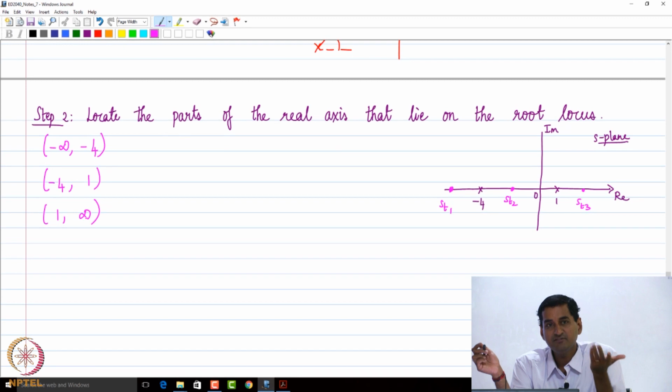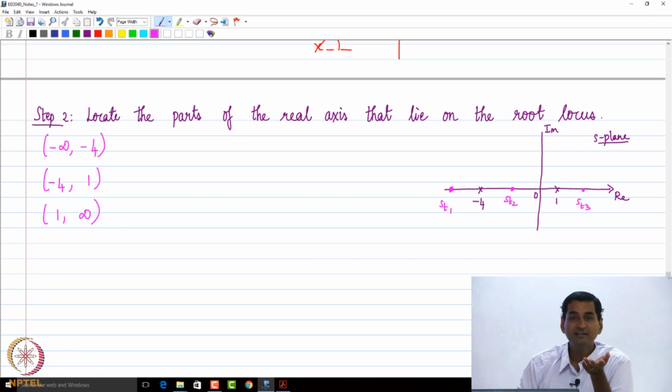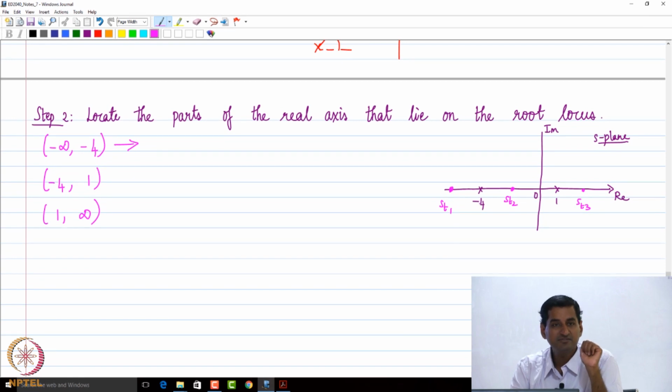Now, the question is which of these points lie on the root locus. Once again you need to apply the angle condition. If I take test point ST1, which is in the region minus infinity to minus 4, do you think the angle condition is satisfied? No, right. Theta 1 is 180, theta 2 is 180 degrees. So, it becomes an even multiple of pi. So, this region does not lie on the root locus.